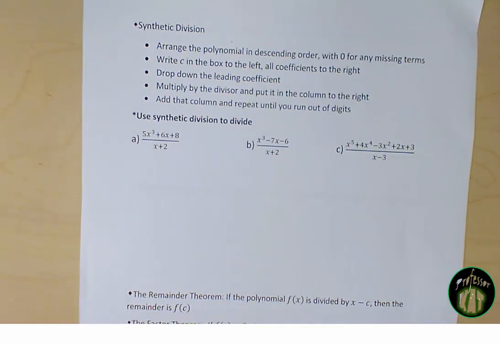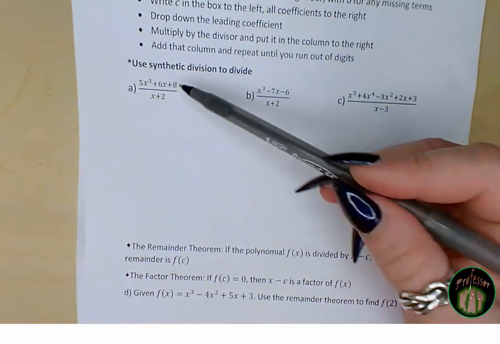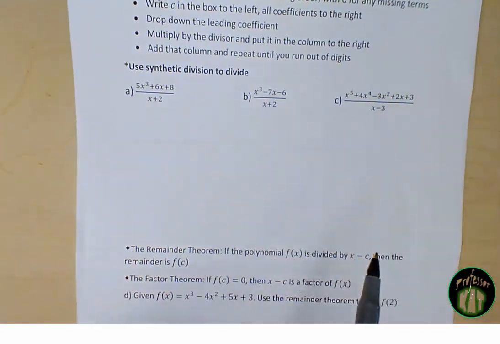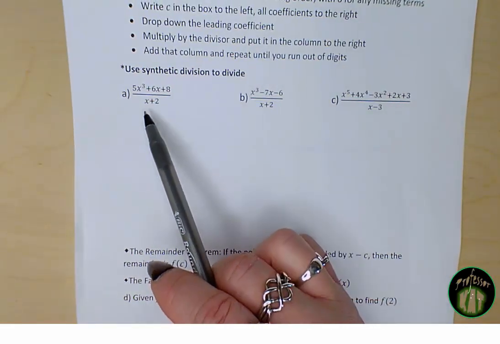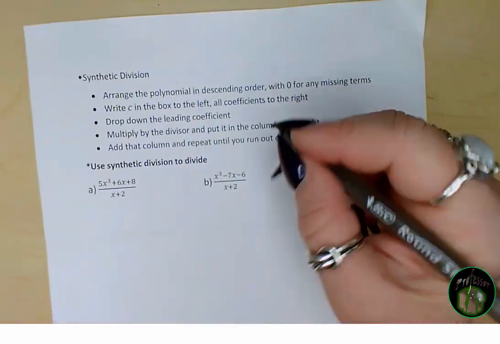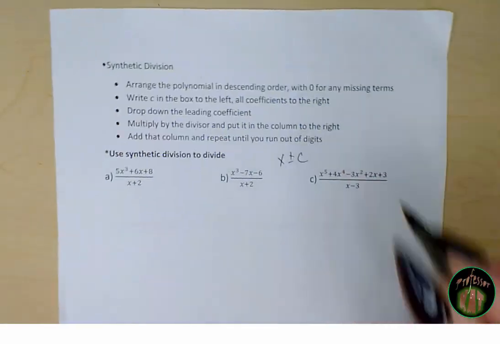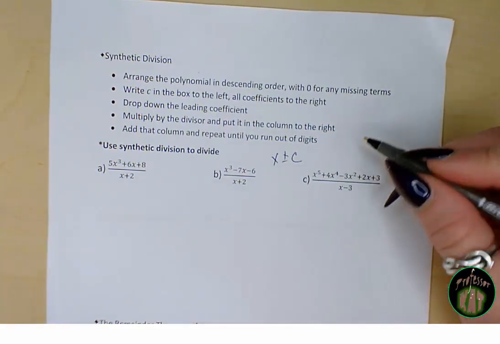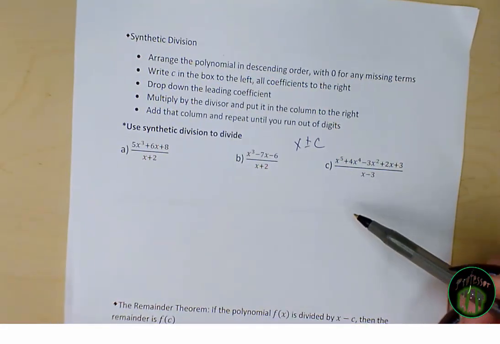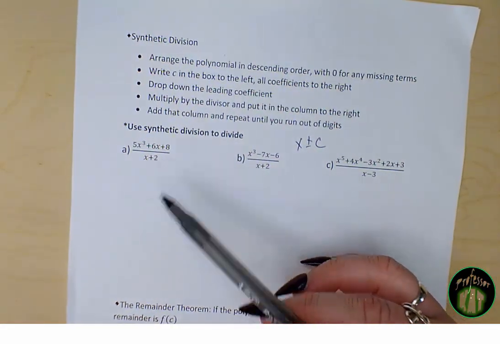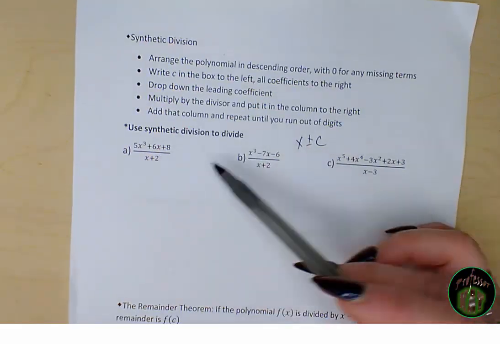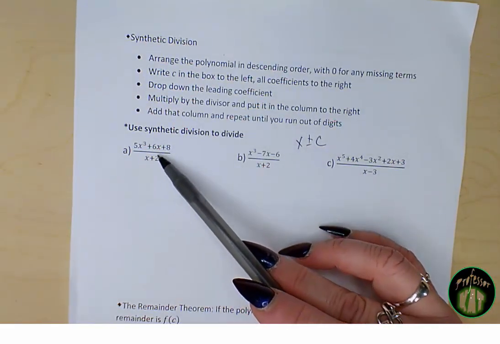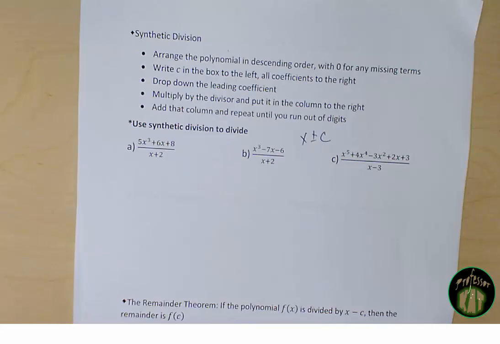So let's talk about the setup of synthetic division. First off, your divisor, what you are dividing by, has to be in the following format: an x plus or minus a c. So it has to be in this setup. We're not dividing by something like 2x minus 5 or x squared minus 4. We have x plus or minus a number is what we're dividing by here.